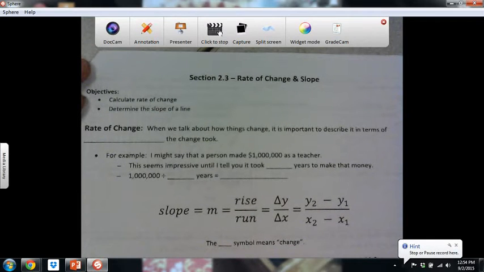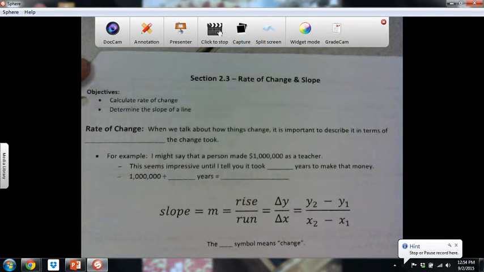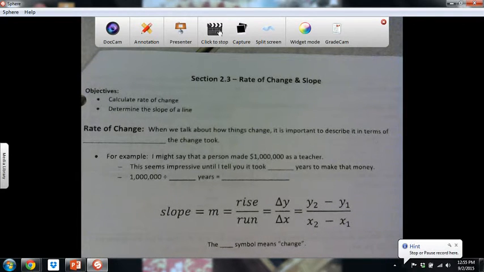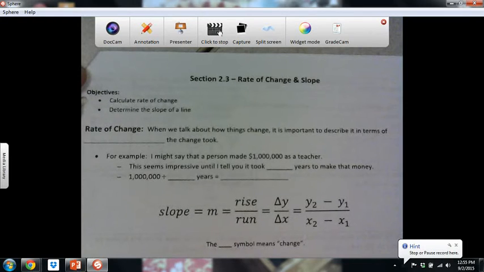Well, section 2.2 talked about linear functions and decided if something was linear based off of how you could write it, and used intercepts to graph lines. Now we're going to talk about rate of change and slope. And so we want to be able to calculate the rate of change and use that to determine the slope of the line.